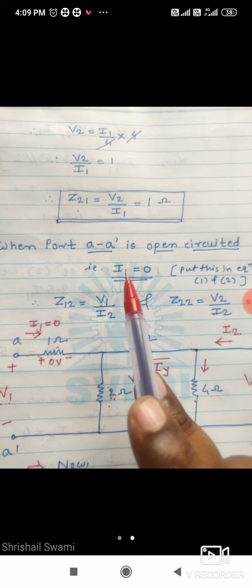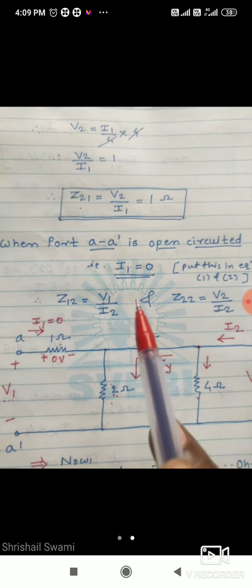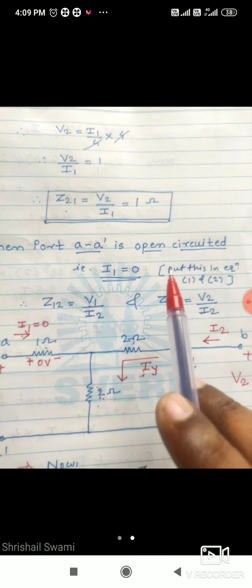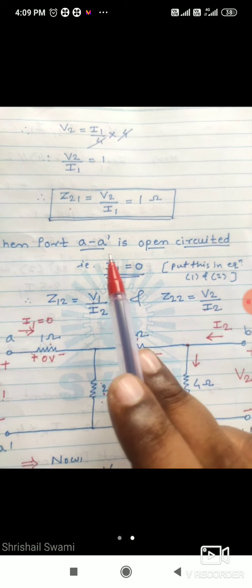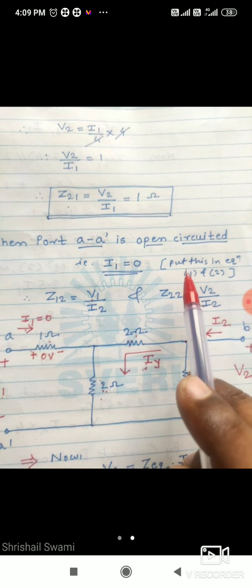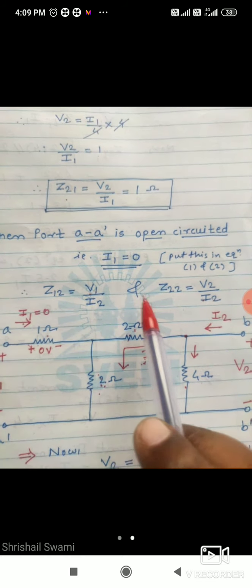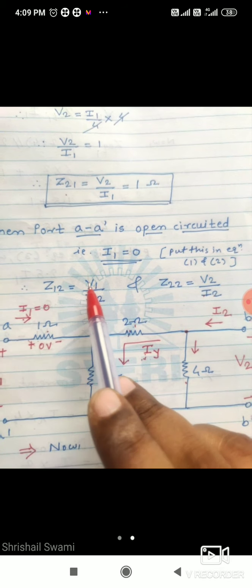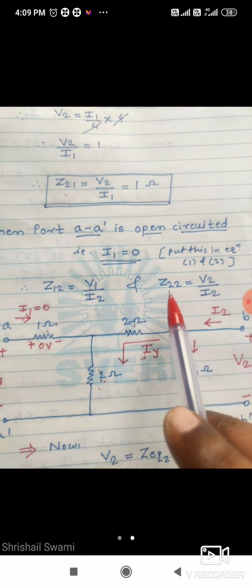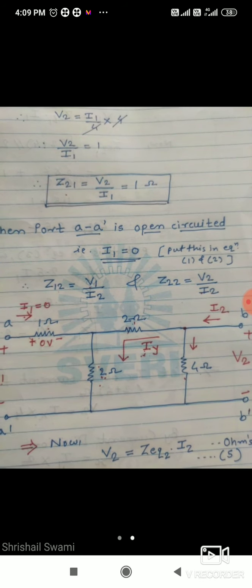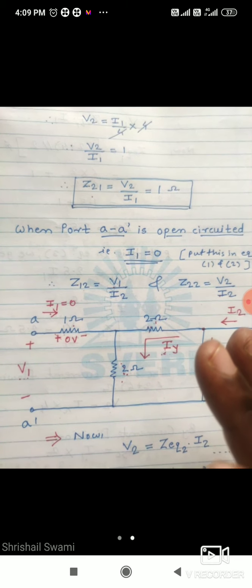Earlier we put I2 equal to 0 and found two parameters. Now I1 equal to 0, that is you have to make the first port, that is A dash, open. Now put this I1 equal to 0 in equations number 1 and 2, and you will get these two parameters. That is Z12 is equal to V1 upon I2 and Z22 is equal to V2 upon I2. Only the side will change. Now instead of port 2, port 1 becomes open.